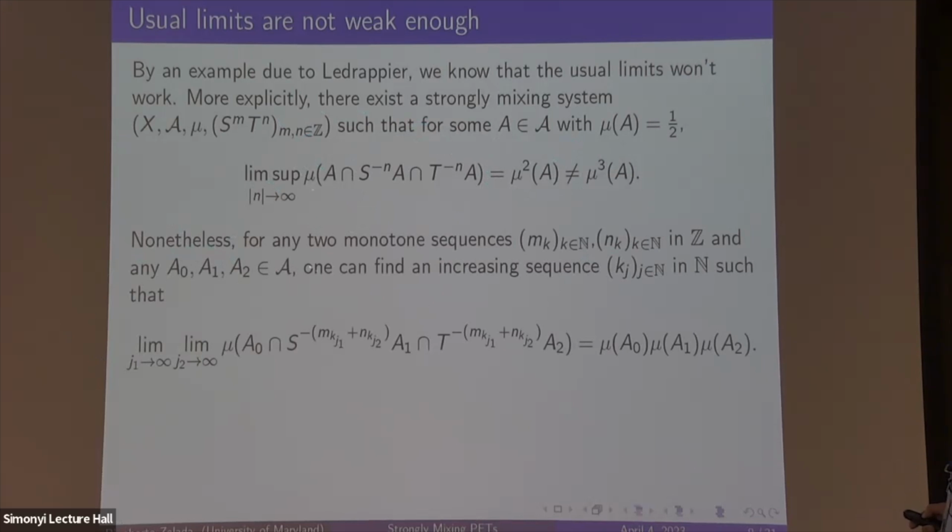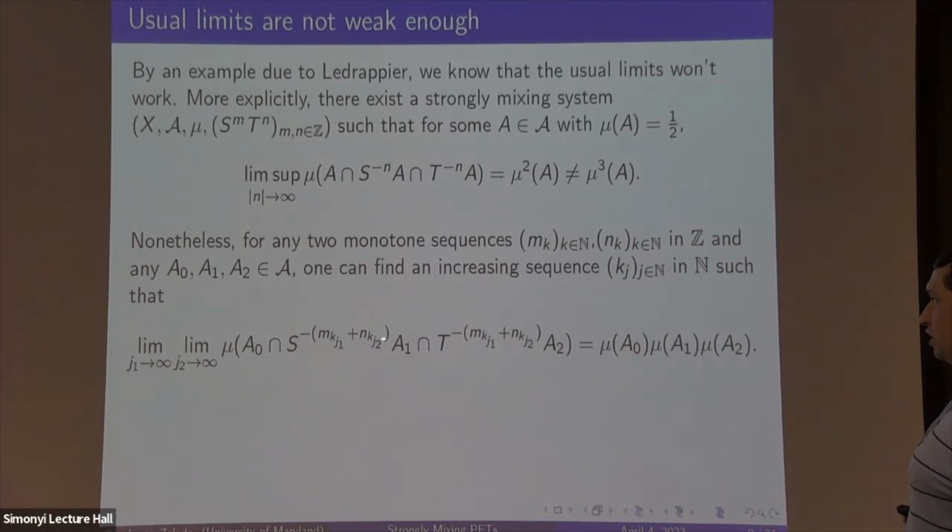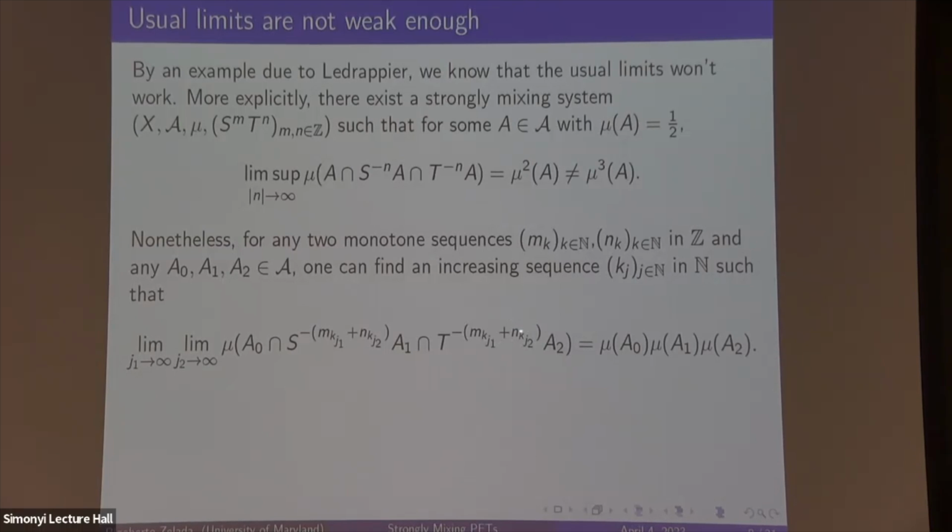Even though this happens, if you take two monotone sequences, MK and NK in Z, and any A0, A1, A2 in A, one can find an increasing sequence Kj in N such that the limit as J1, J2 goes to infinity of this expression here, which is a triple correlation, where instead of just N as an exponent of S, I have the sum of MKJ1 and MKJ2, and instead of having the second N as the exponent of T, I have NKJ1 and NKJ2. So I have the same input in both of them, and the indices come from here. And the point is that this full limit is going to go to independence.